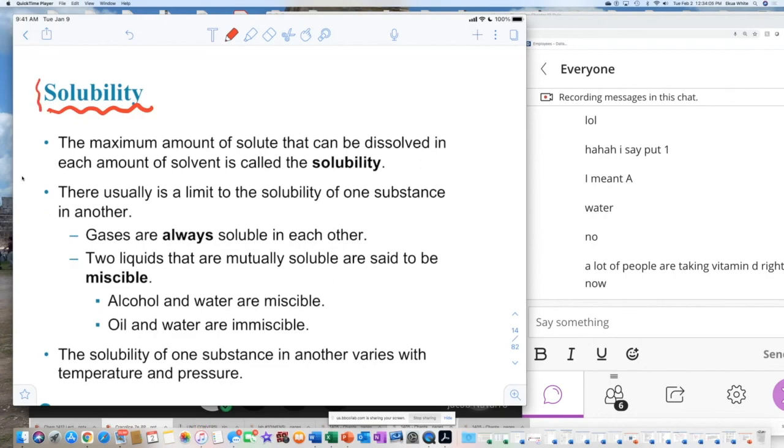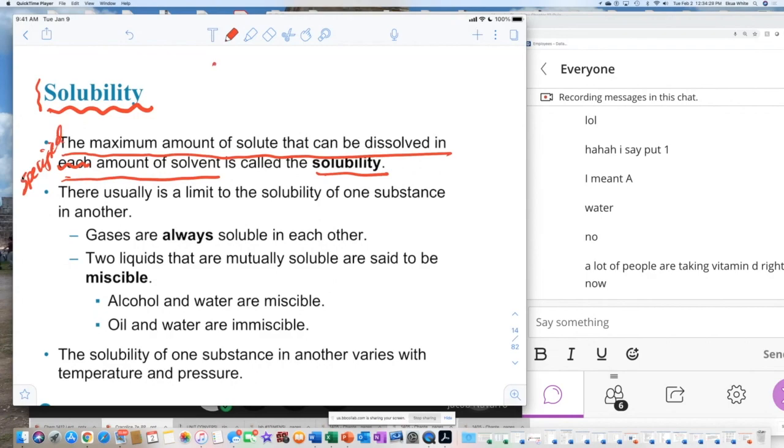Okay, now we're dealing with solubility. Once again, I can tie it back to health and a lot of things. Solubility is the maximum amount of solute that can dissolve in a specified amount of solvent. And that is essentially called solubility. I like the word specified more.